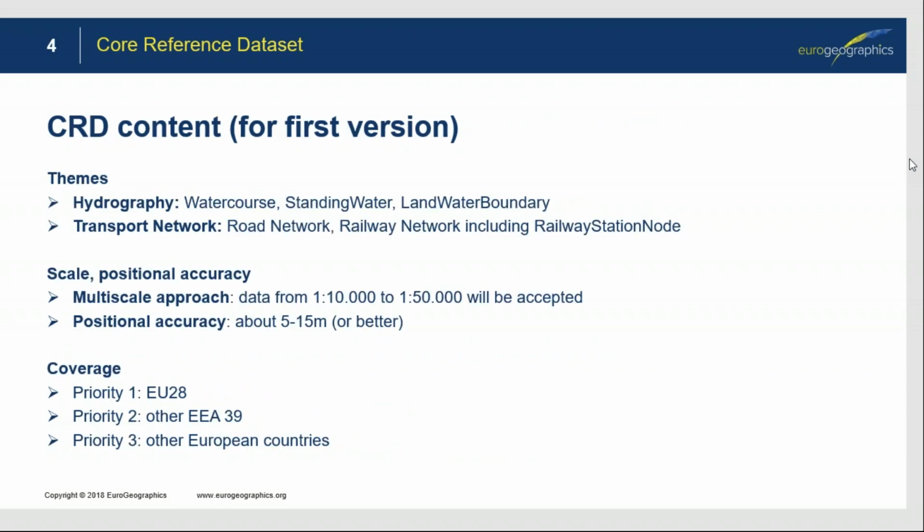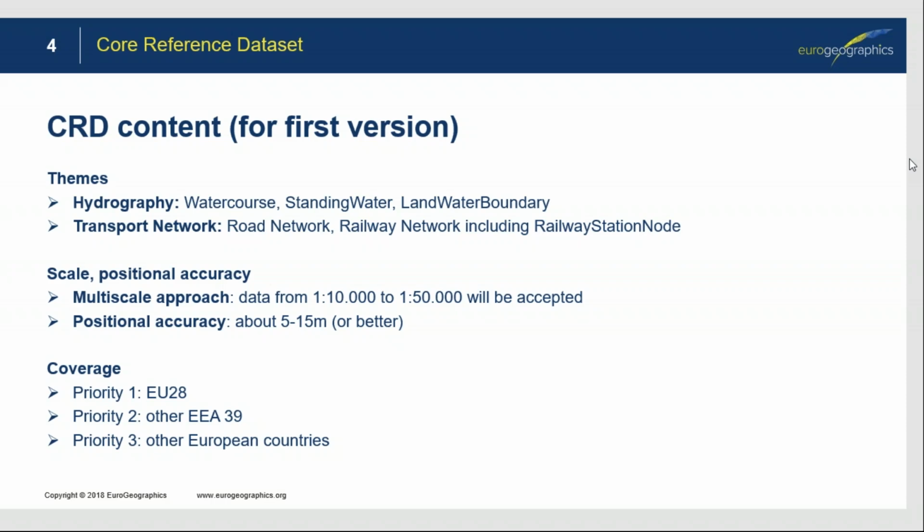So what's the first step to simplify the whole idea? The whole exercise was to limit themes. For the first step, we only took the hydrography and the transport network themes, again restricting that to only watercourses, standing water, and the inland water boundary for the hydrography, and for the transport network, the road network, railways, and the railway stations. So this was our first step that we are taking now.